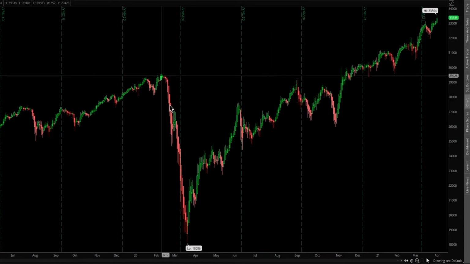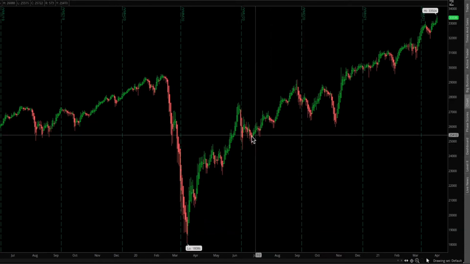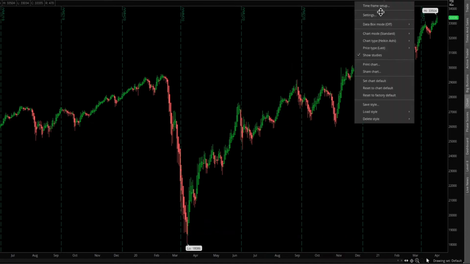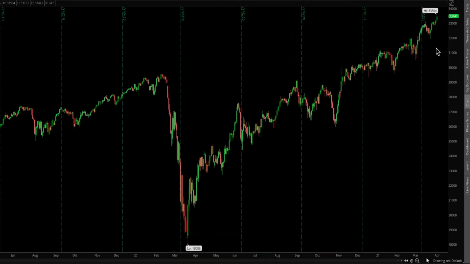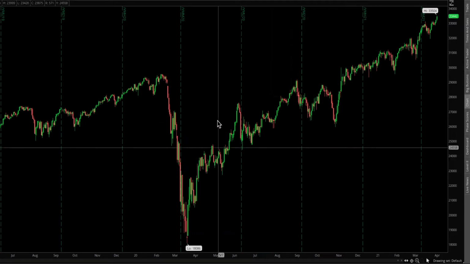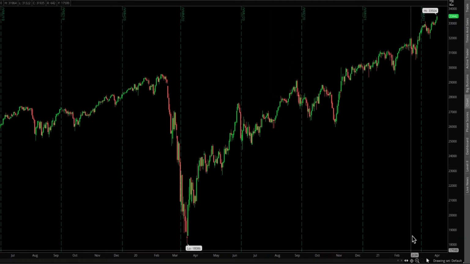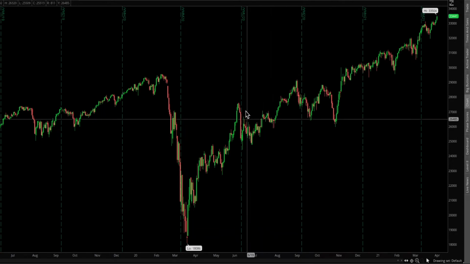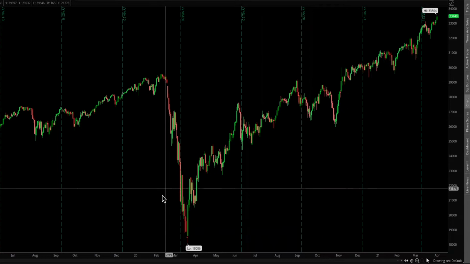You can see we had a nice little sell-off, COVID. We've been trending higher ever since. Let me fix this actually. This is what the chart looks like. Just regular candlestick. Green for buy, red for sell. As you can see, it's very choppy.